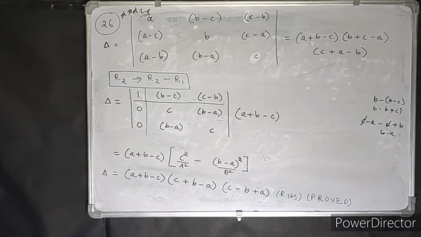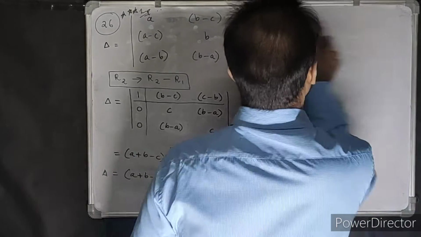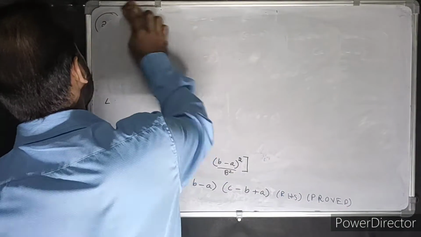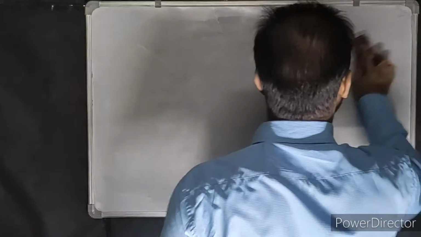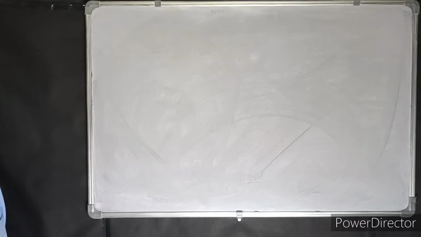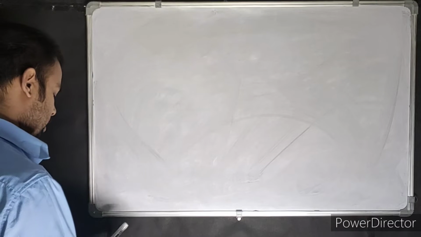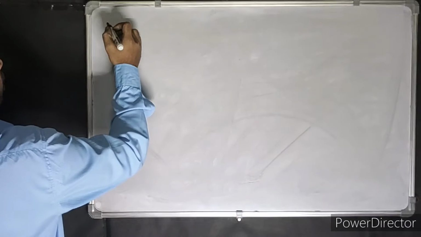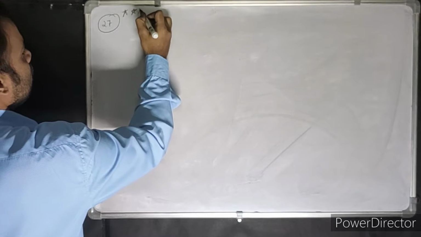Okay, let's go on to the second question. Alright, this was an important one. Okay, not very important, but still. Okay, let's go on to question number 27. Again, 27 also somewhat important only. Okay, 27, mark it important.